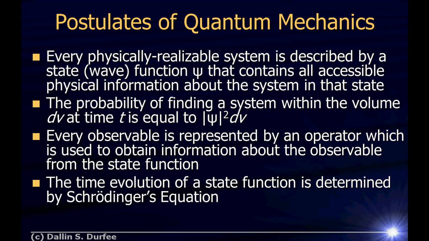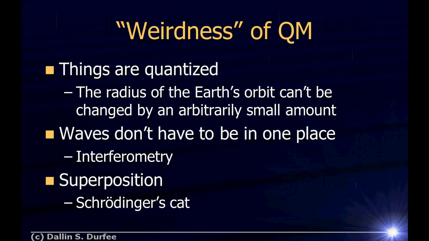Now, every possible observable is represented by an operator which is used to obtain information about the observable from the state function. An operator is something that just takes your wave function and does something, like multiply by 4, that's an operator. Take the second derivative with respect to x, that's an operator. And there is an operator that pulls out any possible thing you could measure from your wave function and tells you the probabilities of measuring that. And then the final postulate is that the time evolution of a state function is determined by Schrodinger's equation, which is that hairy wave equation I showed you earlier.